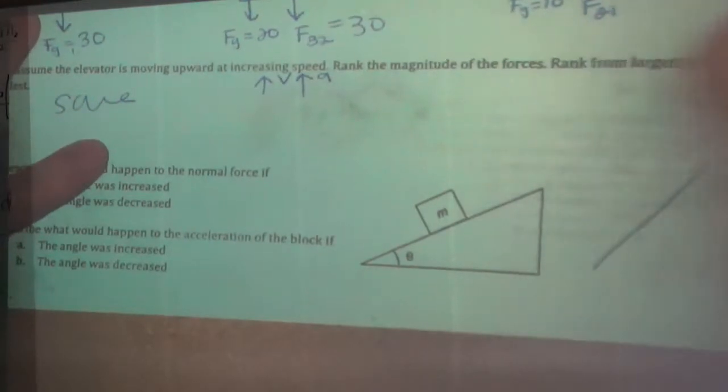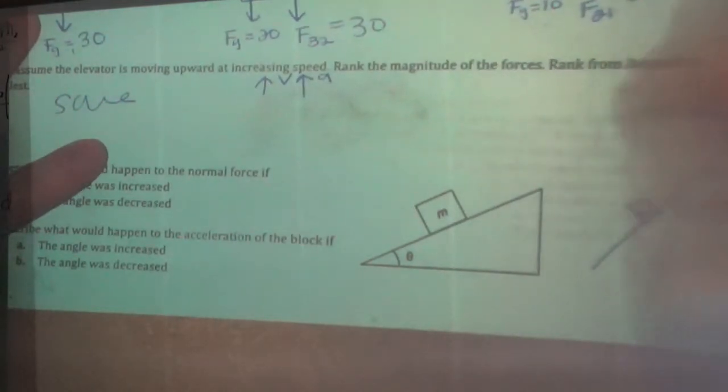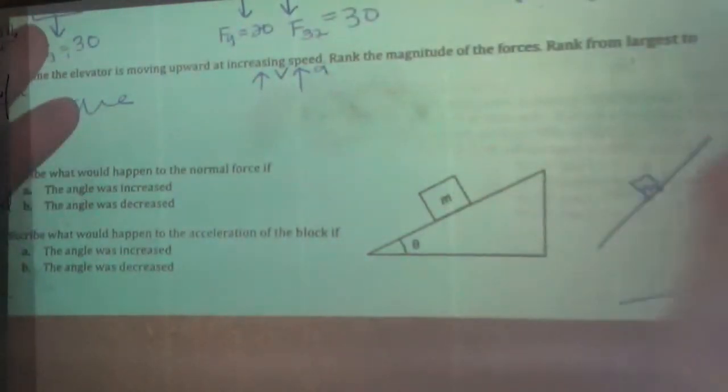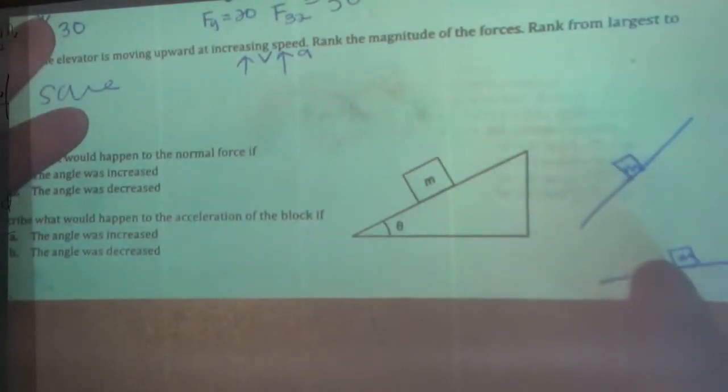All right, number 10, what would happen to the normal force if the angle were increased or decreased, etc.? So I'm going to draw a super steep one, mass, and then I'm going to draw a super, super flat one, like this. So here, as soon as it's flat, now your normal force is just equal to the gravitational force.